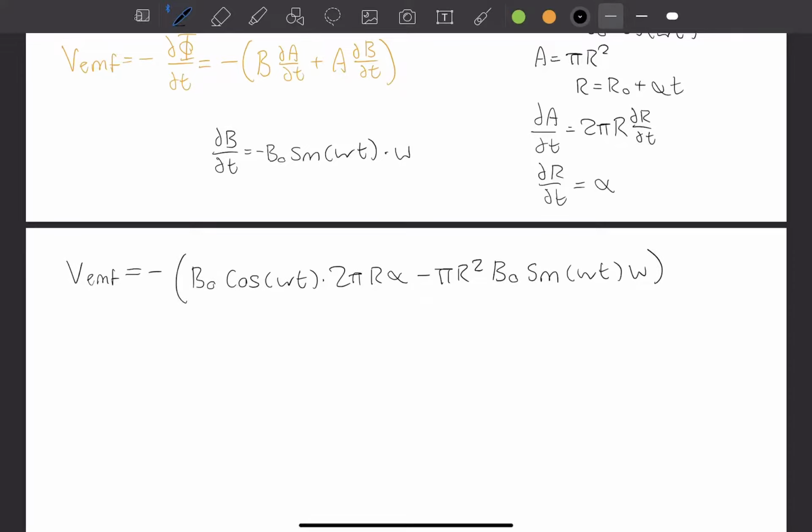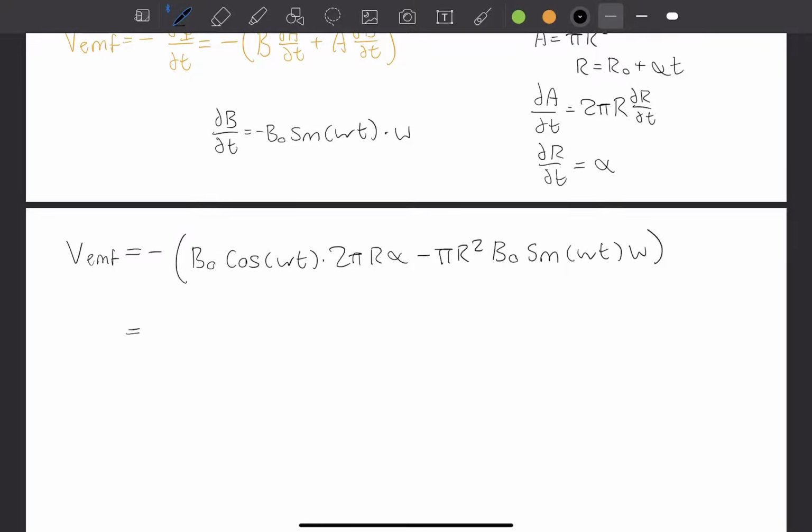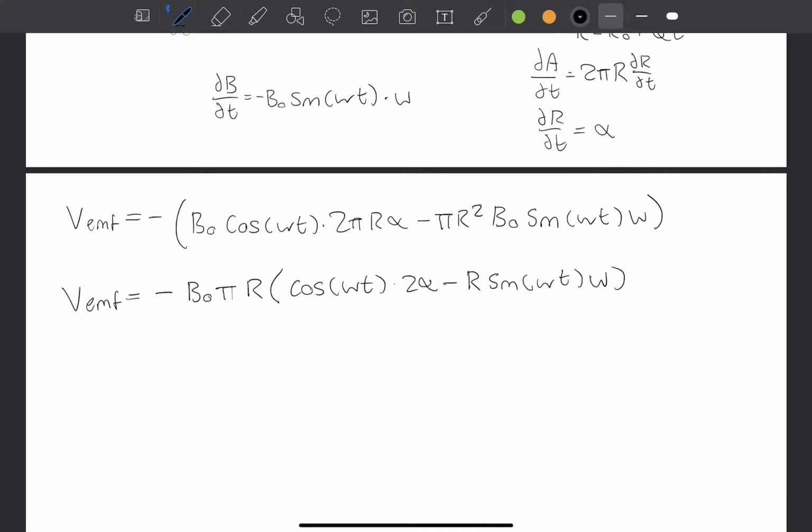And we can pull out some constants. So finally, we get that our VEMF is equal to negative b naught pi r times cosine omega t, and we took out a pi and we took out a r, so 2 alpha, minus, and we took out a pi and we took out a r, so only 1 r left here. We took out the b naught, so sine omega t times omega. So finally, this is our induced potential, our VEMF.